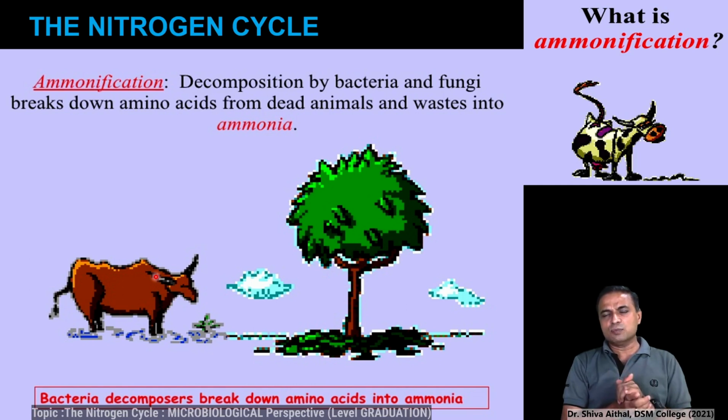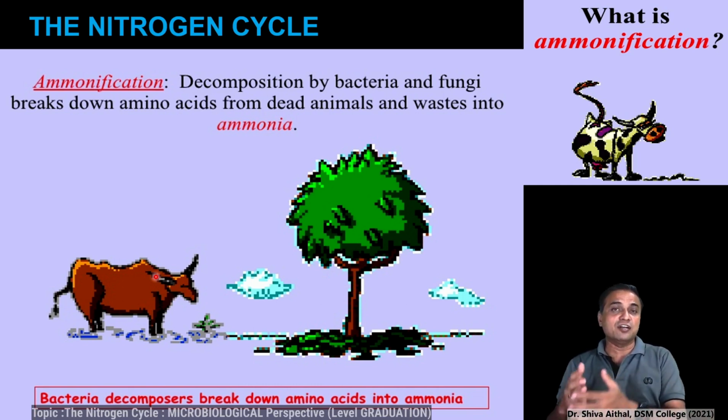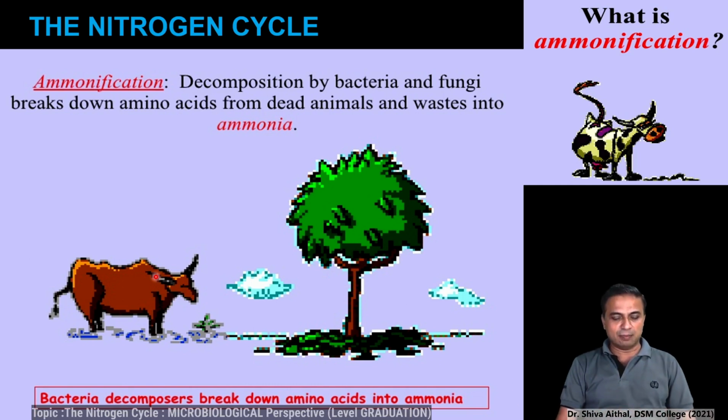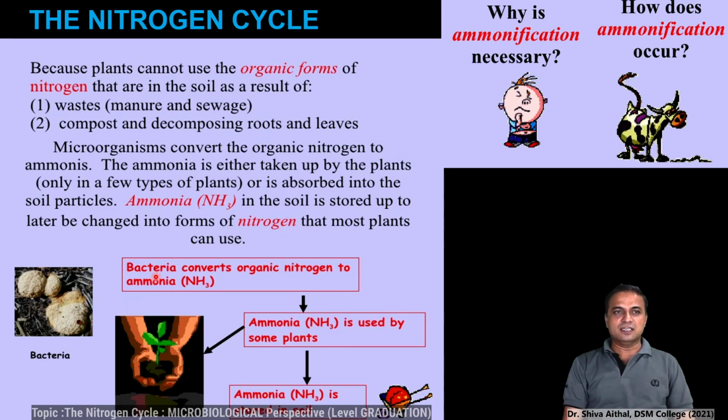It is a time consuming process. It requires certain optimum parameters. All those are present in the soil. So when this is complete, it becomes the soil organic matter. So ammonification results in a much more enriched soil, that is the soil organic matter. So ammonification is the decomposition of the dead and decaying into ammonia, or breakdown into amino acids and other animal wastes, we can say. So why is this ammonification necessary and how does it occur?